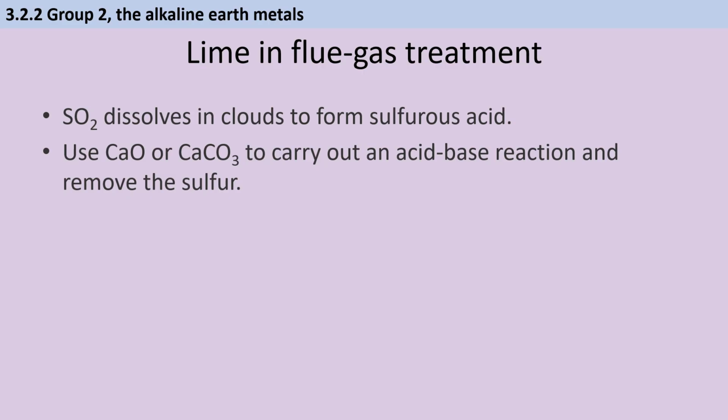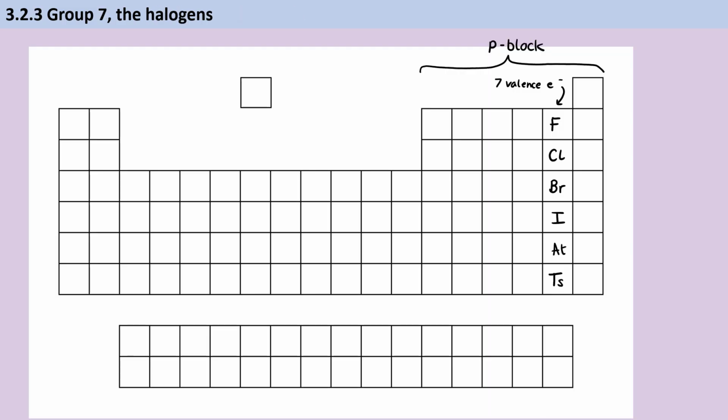Sulfur dioxide, which is responsible for sulfurous acid, which causes acid rain, can be removed from waste gases from a power station by an acid-base reaction with calcium oxide. Basically, we spray a slurry into the gases that contains these calcium-based compounds, and this removes the sulfur.